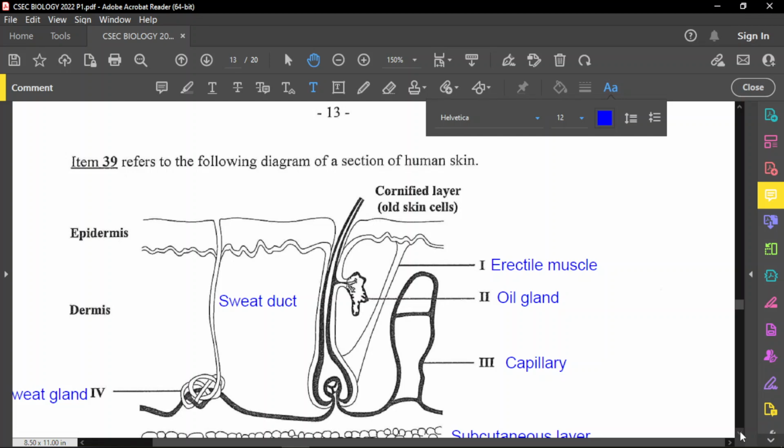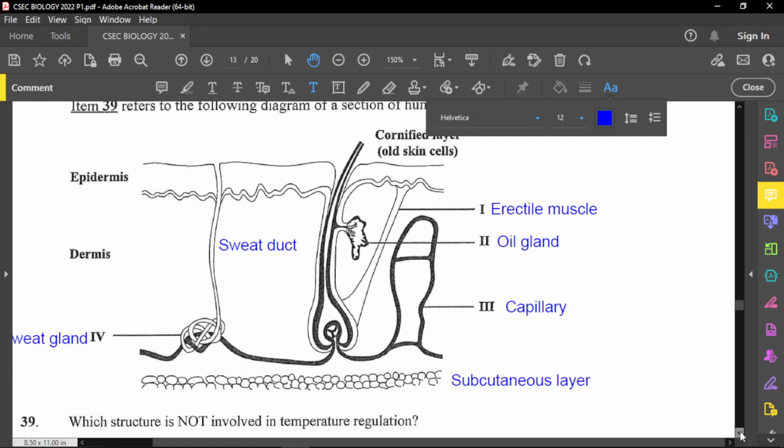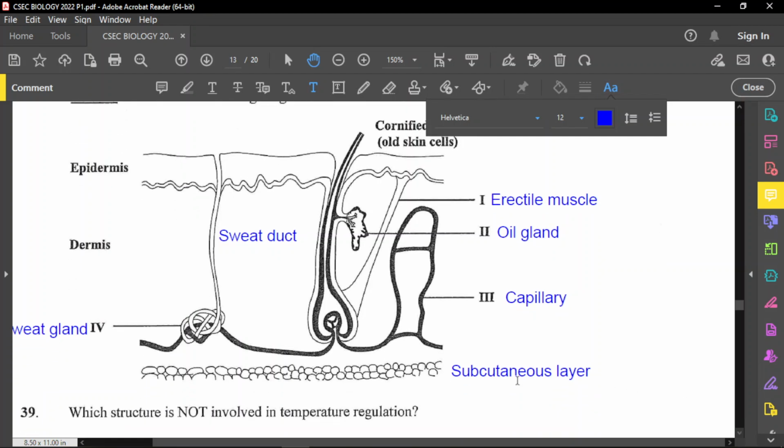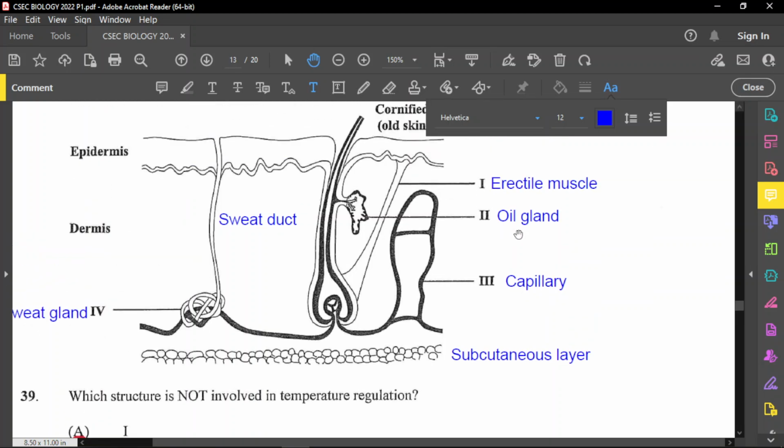Here now we have different layers of the skin. We have the epidermis and the dermis, and I labeled some of those parts for you as well. You can just pause and see the different labeling. The subcutaneous layer is also called the fat layer, just to mention that. The question reads: which structure is not involved in temperature control? What is not involved in temperature control is the oil gland.